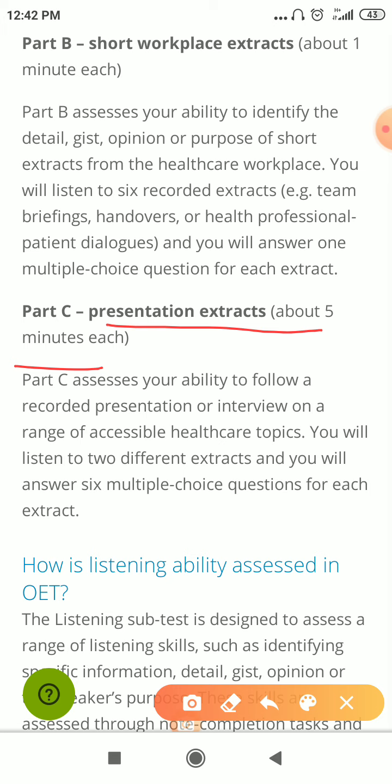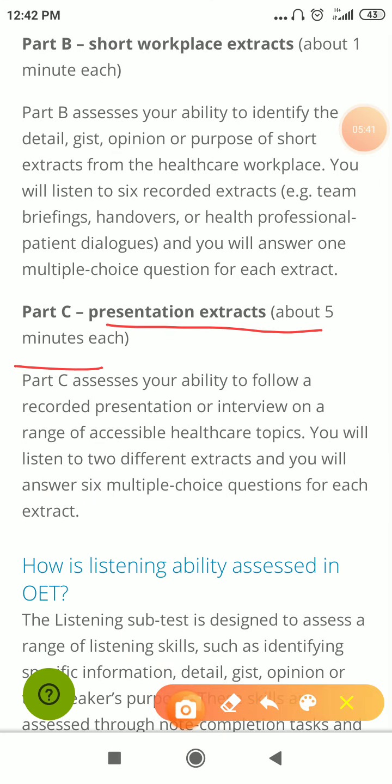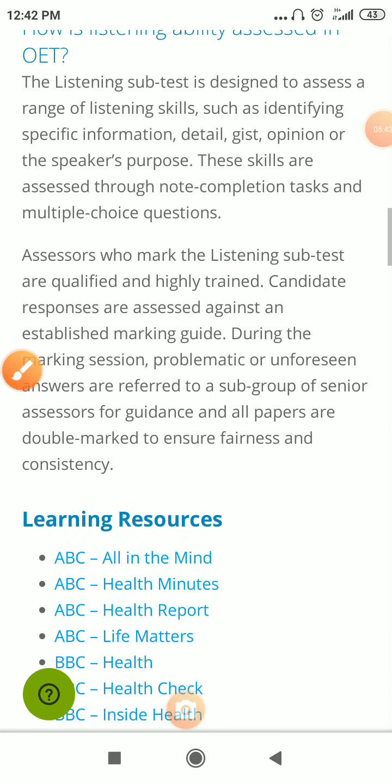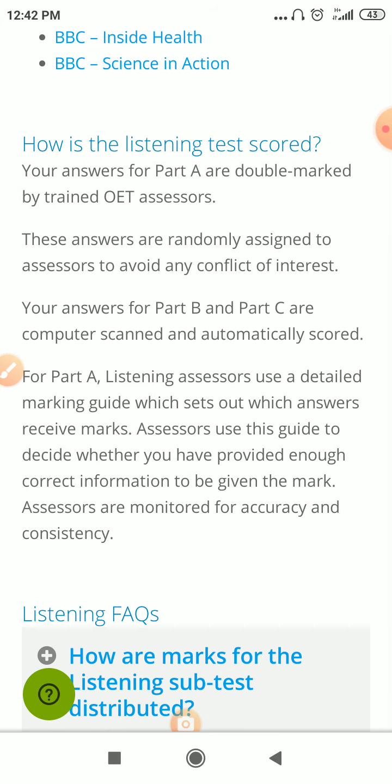You need to listen to the audio carefully and find the answers from the multiple choice questions, because if you are not understanding what they are teaching, what is the use of the listening skill that is tested in part C, part A and part B. Listening is a skill you need to develop, and this is what they are testing. That's it, that's all about it.